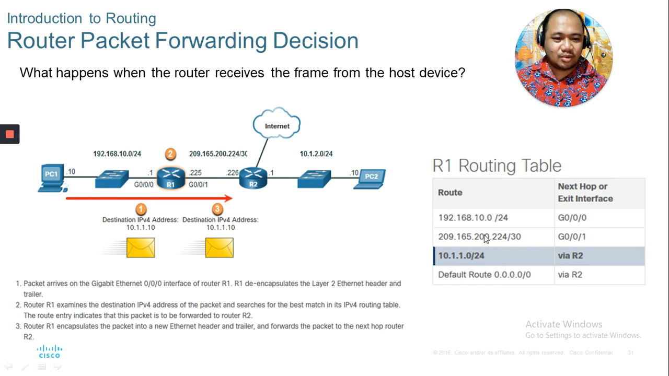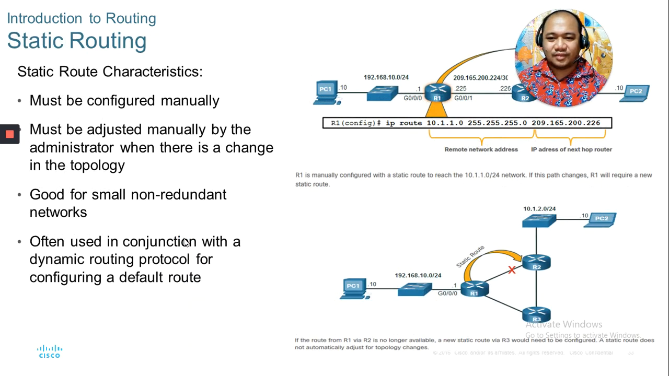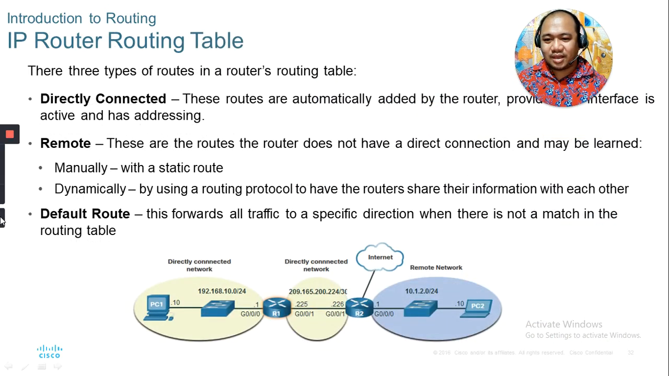If you type show ip route, you can see this. We will demonstrate that later on, and simulate it. With show ip route you can check the router's routing table. We can see the directly connected, remote, and default routes. We have here the remote, which says C, manually and dynamic.